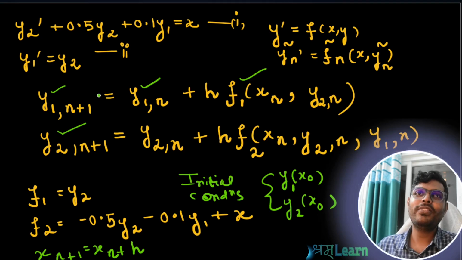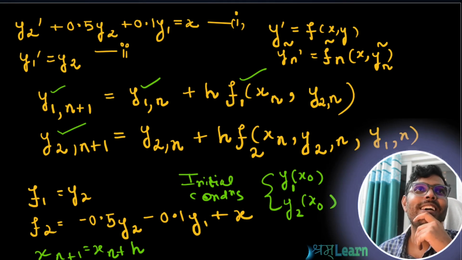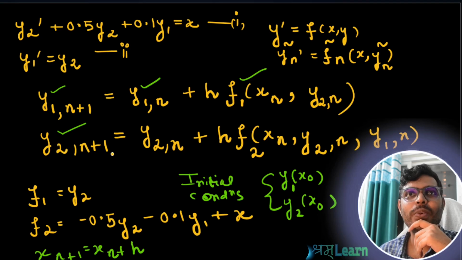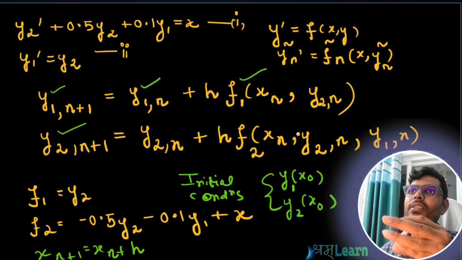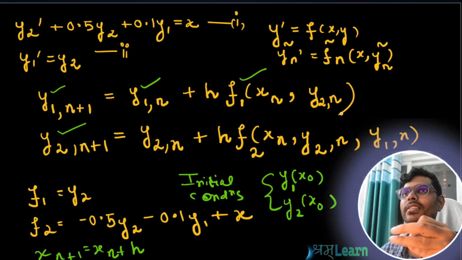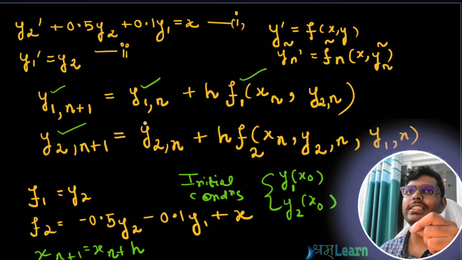Fine. So if you know y2 n plus 1, you can find y1 n plus 2, because y1 n plus 2 depends on y2 n plus 1, which we have found, right? So it's a chain reaction.